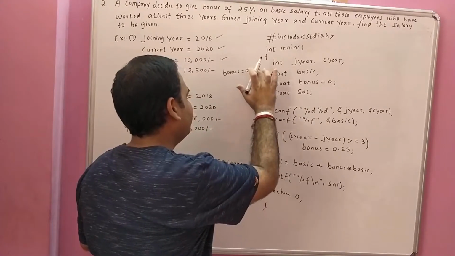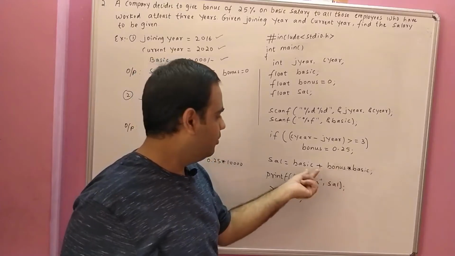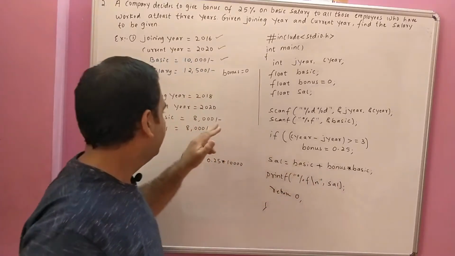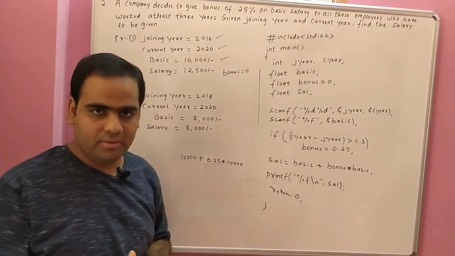Now at this point of time the bonus is 0. Now basic plus 0 into anything is 0. Basic plus 0 is basic. Hence it remains 8,000 and we print the total salary to be 8,000.